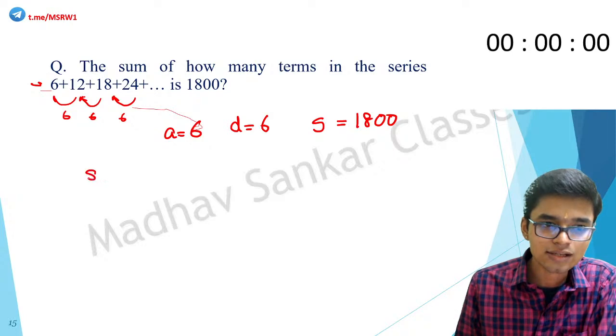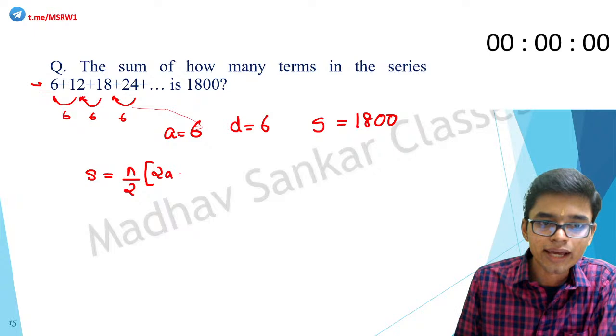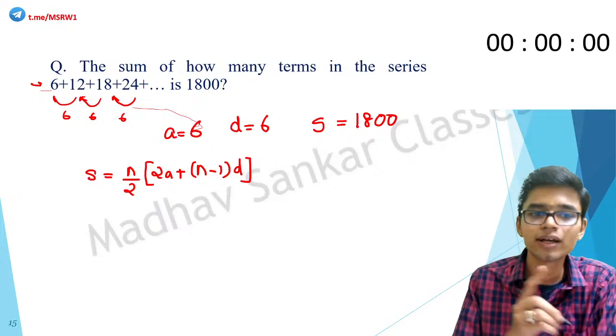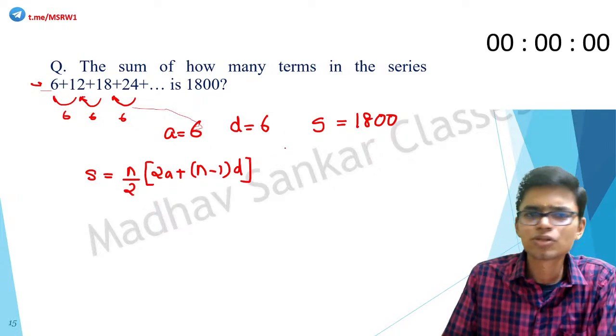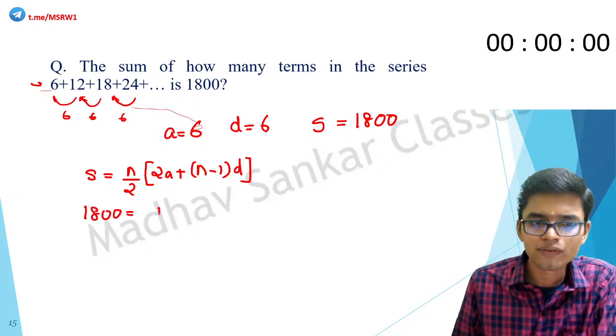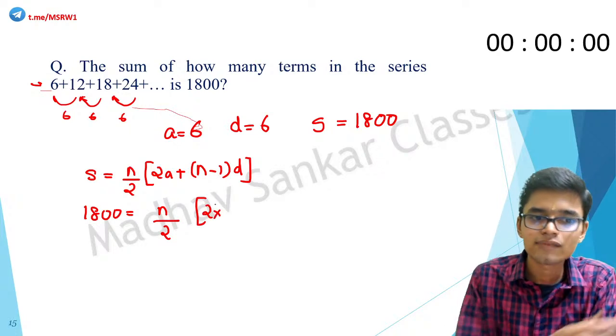S is equal to n by 2 into 2a plus n minus 1 into d. This is the formula. I asked you to learn this by heart. So let's simply substitute all the values. So 1800 is equal to, we do not know the value of n, so let's put it as n itself, into 2 into, what is the value for a?